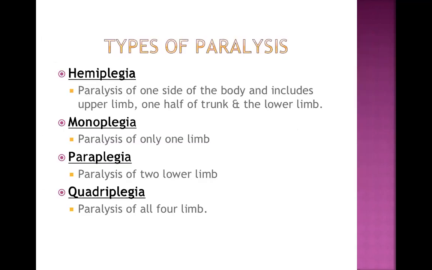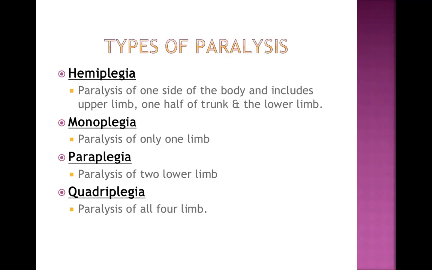Now, at the end, what are the types of paralysis in case of these neuronal involvements? Look at the terms here: hemiplegia, monoplegia, paraplegia, and quadriplegia. Before I go into the individual discussion, there is a small point I would like to highlight. There is a difference between plegia and paresis. Plegia means dense or severe paralysis. Paresis means a minor form of paralysis.